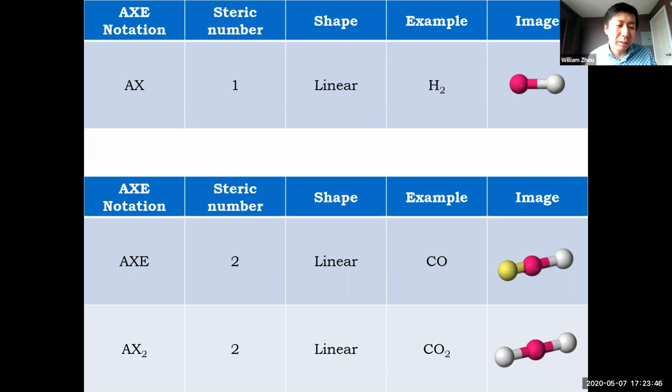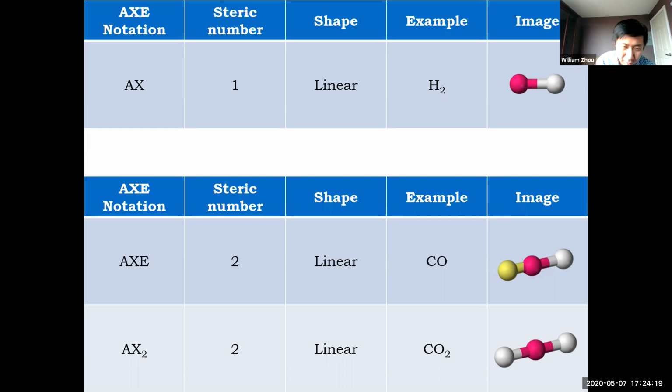You are still linear. Okay, so remember, whenever you only have two things, if your steric number is 2, then you must be linear because the farthest distance for those two bonds to be will be 180 degrees from each other, so opposite sides. So carbon dioxide would be an example of AX2. So it's also linear. Do we have any questions regarding this page? Steric number 1 and 2. These two are the easy ones.